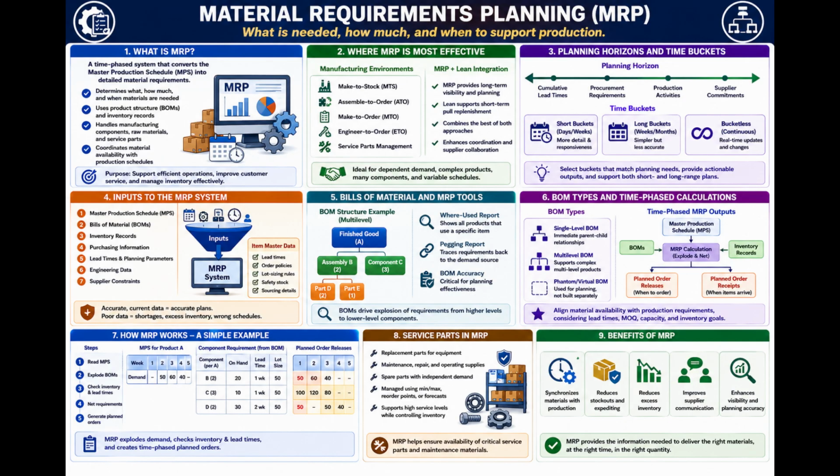MRP utilizes various BOM structures to support both short-range and long-range planning activities while addressing supplier and organizational constraints. Single-level BOMs focus on immediate parent-child relationships, whereas multi-level BOMs support complex product structures involving numerous assembly levels. Through time phase calculations, MRP determines planned order releases and planned order receipts that align material availability with production requirements. These outputs help organizations create feasible material plans that support customer demand while considering supplier lead times, minimum order quantities, capacity limitations, and inventory objectives.